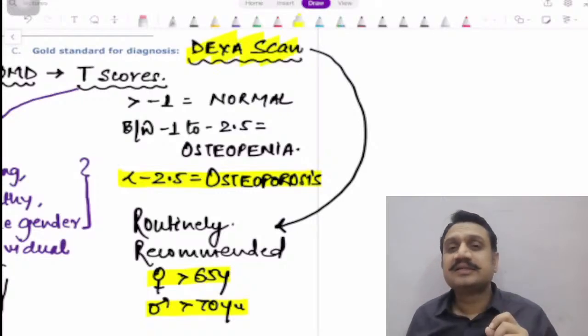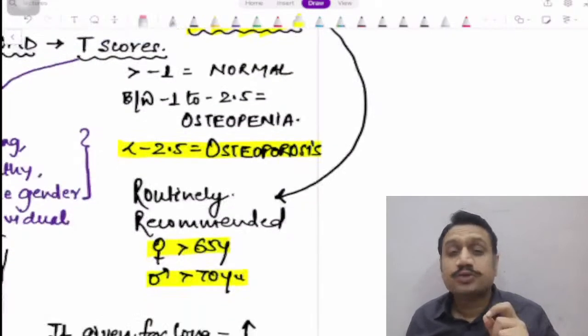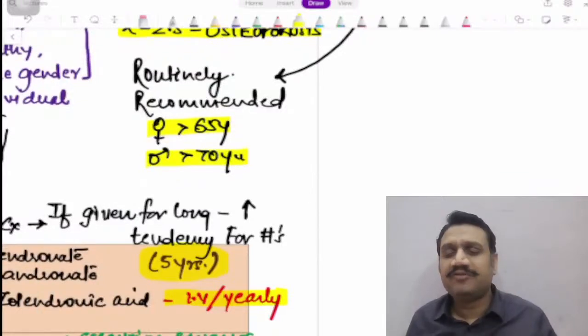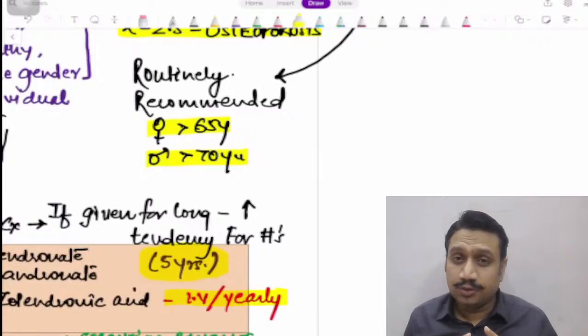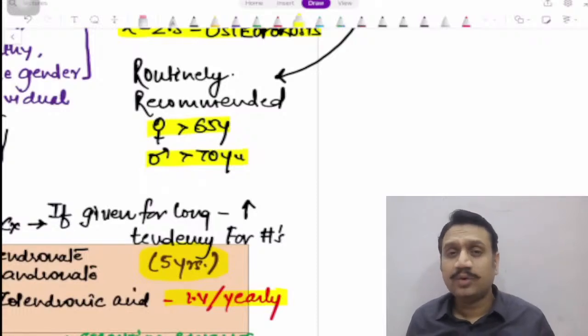Okay. This DEXA scan, please remember, it is routinely recommended in every female above the age of 65 and in every male above the age of 70. This is routinely to be done. Okay. And what exactly is T score?